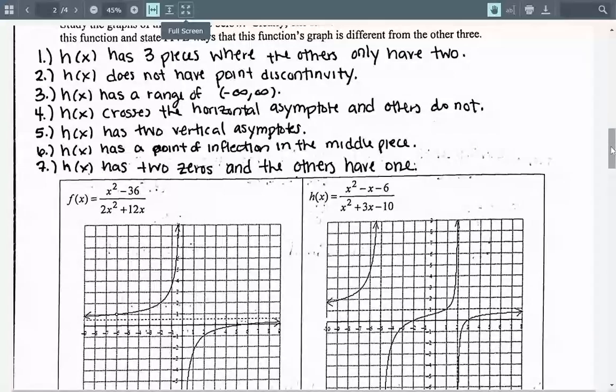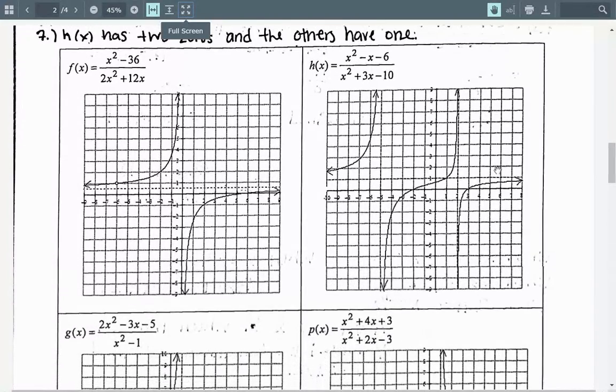H of x has a range of -infinity to +infinity. It does have a horizontal asymptote, as the others do, but this middle piece actually crosses over the horizontal asymptote, which is kind of interesting. So because of this middle piece, we see that the range has no discontinuities. The range just goes from -infinity to +infinity nice and smoothly because of this middle piece.